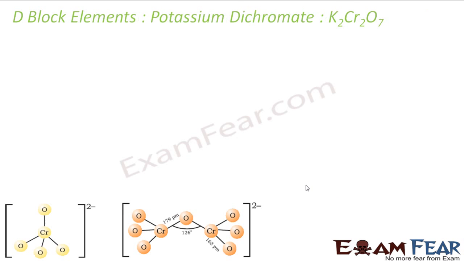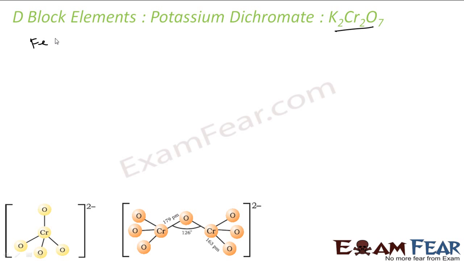The next important compound is potassium dichromate, K2Cr2O7. You must have used this compound in your lab. It is used in the leather industry. It is also used as an oxidant in the preparation of many azo compounds. It is prepared from chromate, and chromate comes from chromite ores.